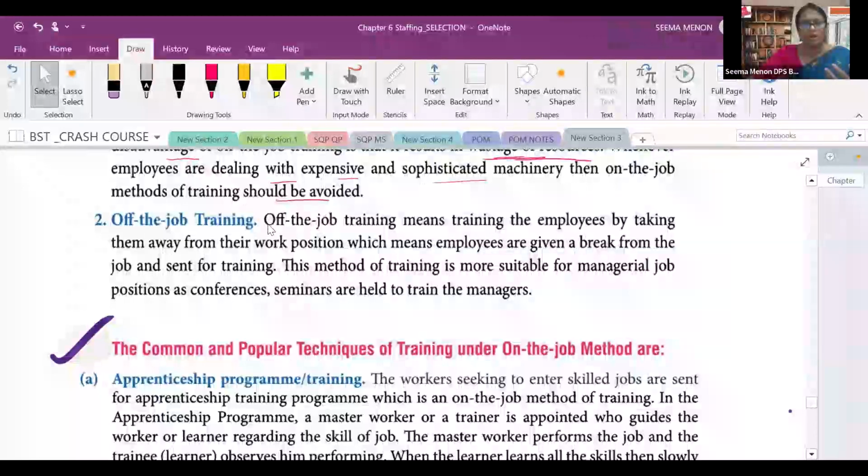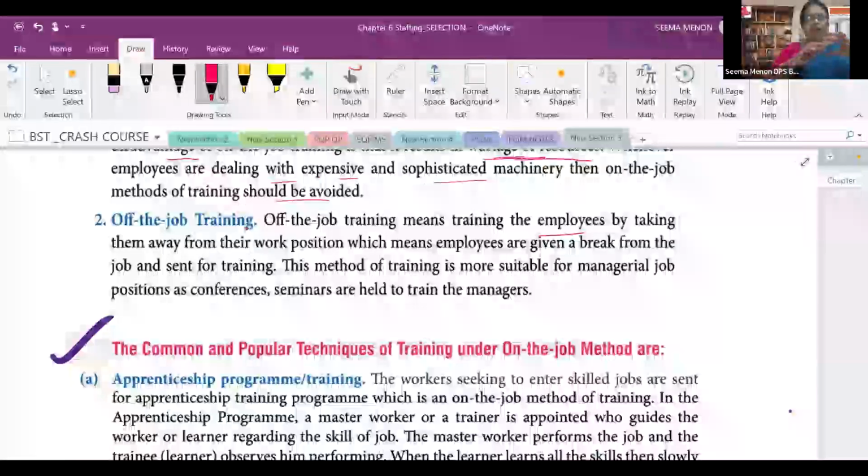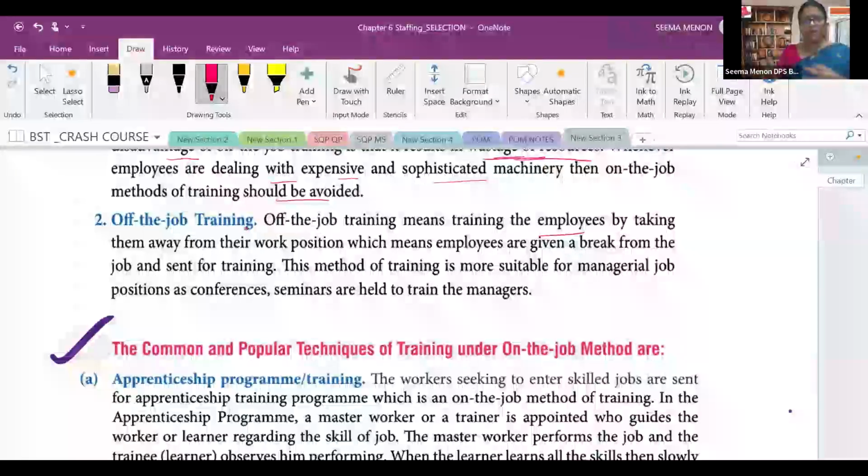Now, off the job training, just as the name indicates. What do you mean by that? Off the job training means training the employees by taking them away from their work position. They are not in the work area. They will be taken away from their workplace, given a break from the job and sent for training. A separate training area will be there.